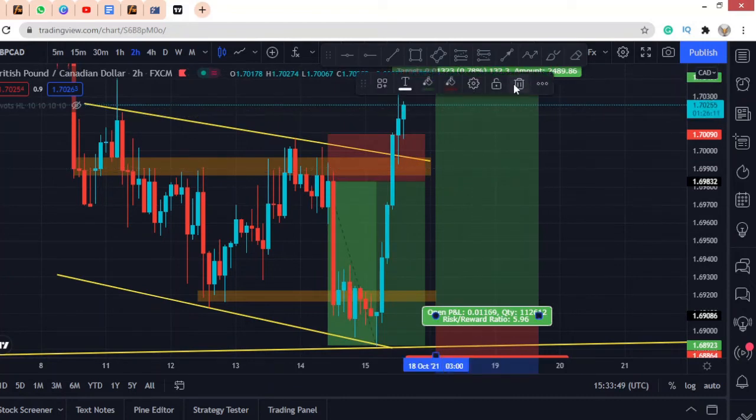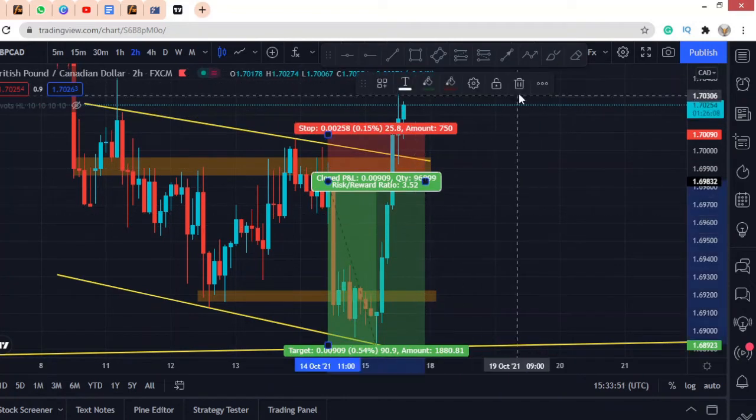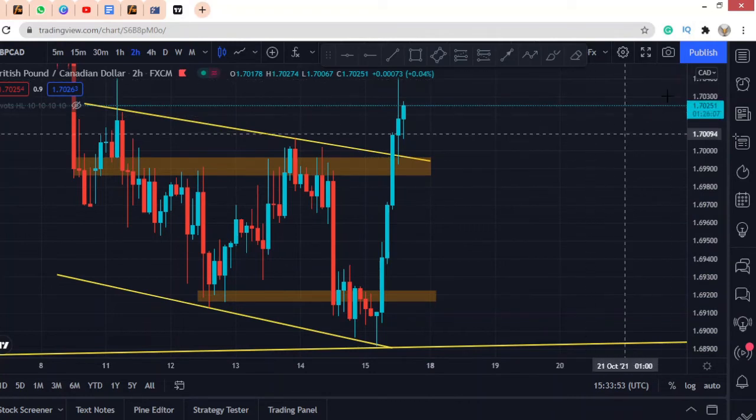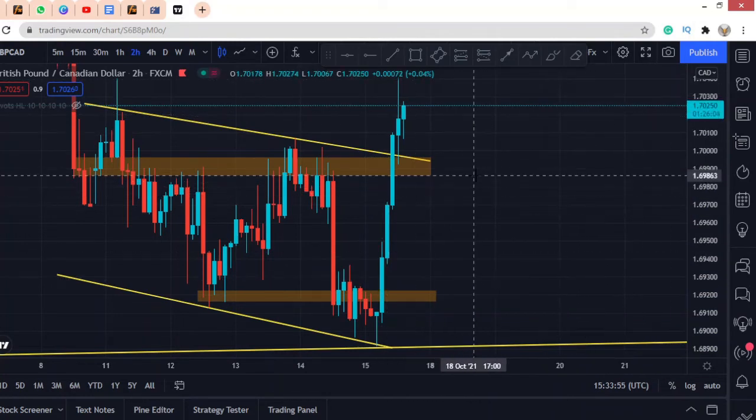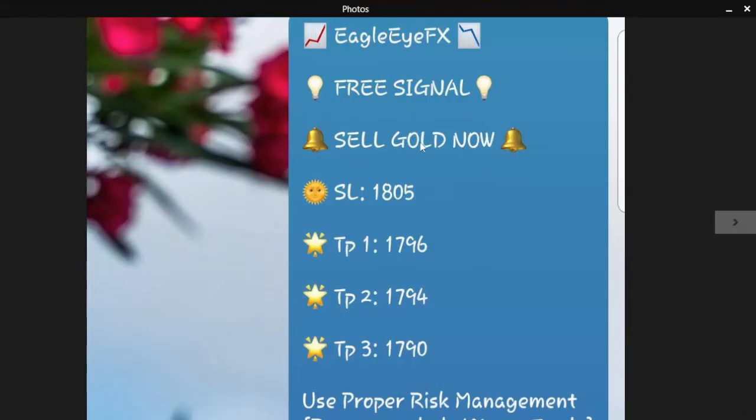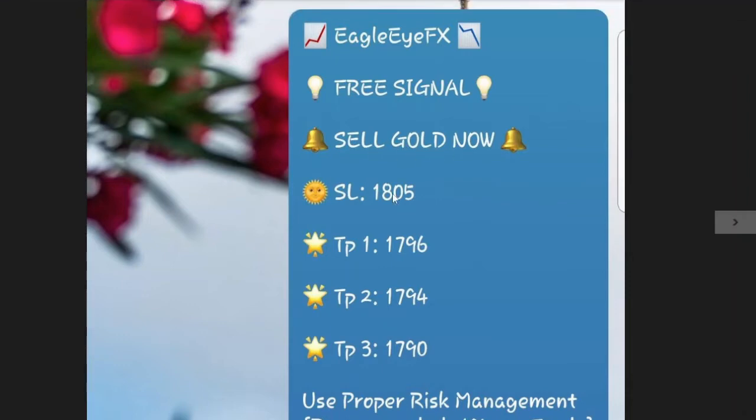Now let me show you another trade that I gave people for free on the free Telegram group, which was gold. I told them to sell gold. Gold was around 1798 thereabout. I told them to put their stop loss at 1805, with take profits at 1796, 1794, and 1790. And normally I recommend 1% risk per trade, 1% of your account.